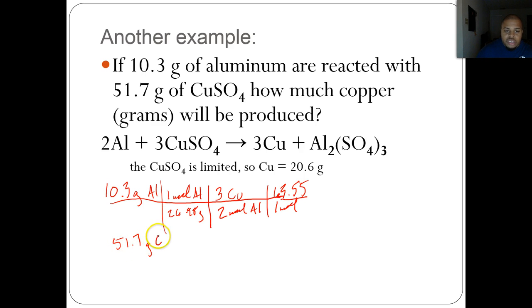51.7 grams CuSO4. Finding the information from our math, 1 mole of CuSO4. Finding the molar mass in grams. We have 63.55 plus 32.07 plus, let's see, 4 times 16, that gives us 64. 159.62.